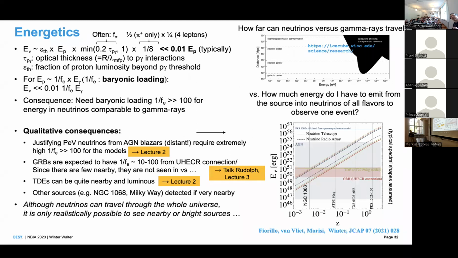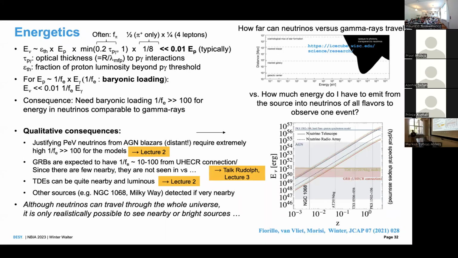And if you take into account that most sources are optically thin and that you have this factor 1/8 and the threshold correction, I would say typically less than 1% of the proton energy can go into the neutrinos. Okay, so that's just a rough estimate. Of course, if you have optically thick sources, it could be different.